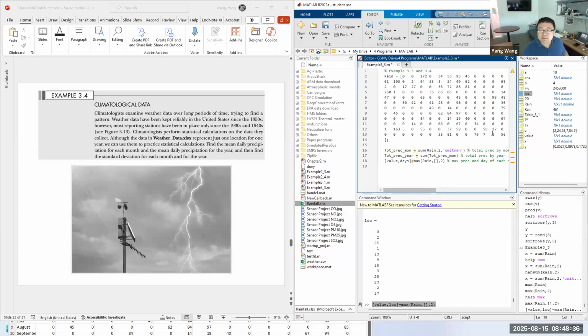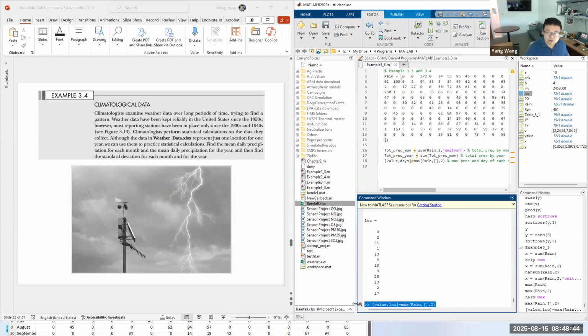Okay, so the next is we're trying to find the mean daily precipitation for each month. An easy way to think about it is just to do mean of rain. And again, we need to do 2 along the dimension 2, and we need to omit NaN. Okay, so this is how we can find the mean precipitation for each one.